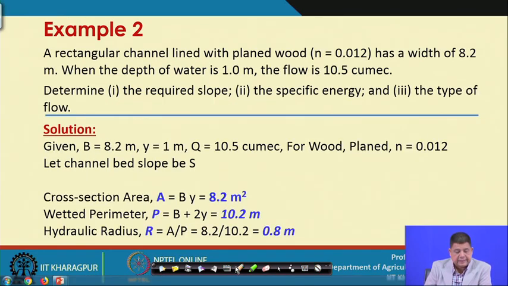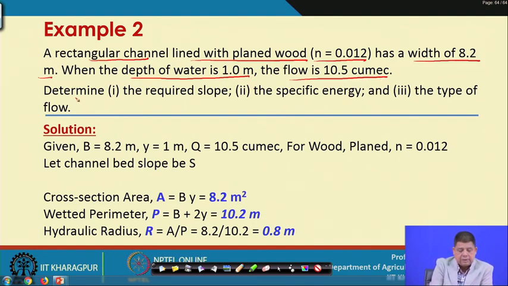So, we take another example. A rectangular channel lined with planed wood, n equals 0.012, has a width of 8.2 meters. When the depth of water is 1 meter, the flow is 10.5 cumecs. Determine the required slope, the specific energy and the type of flow. These three things we have to find out.